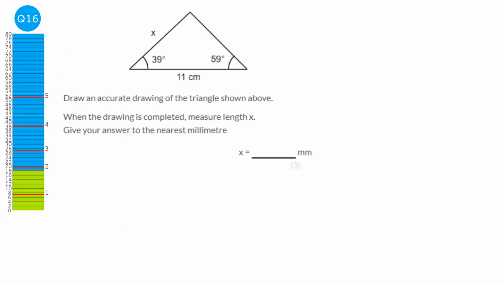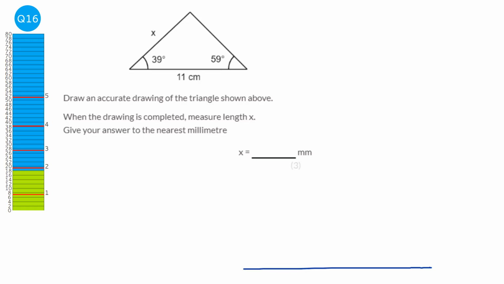So to do this question, you just need a piece of paper, a ruler and a protractor. And the first thing we do is we draw the 11 centimeter line. And my one will not be 11 centimeters for you. It is on my screen, but depending on what device you watch this on will change obviously its length.